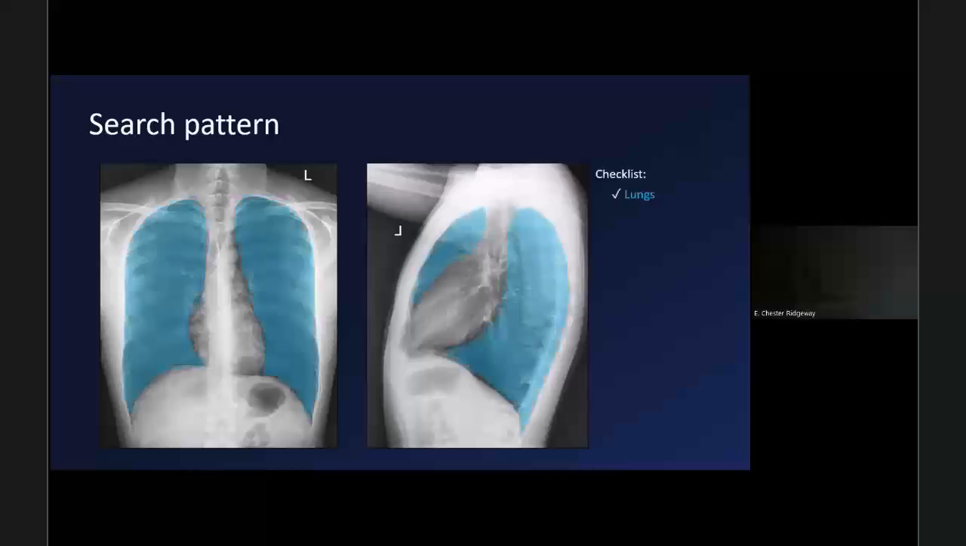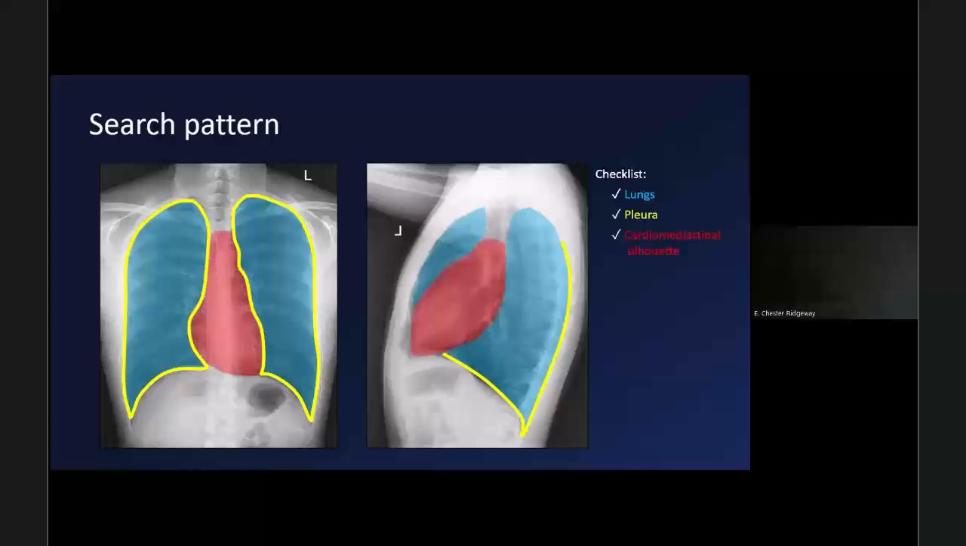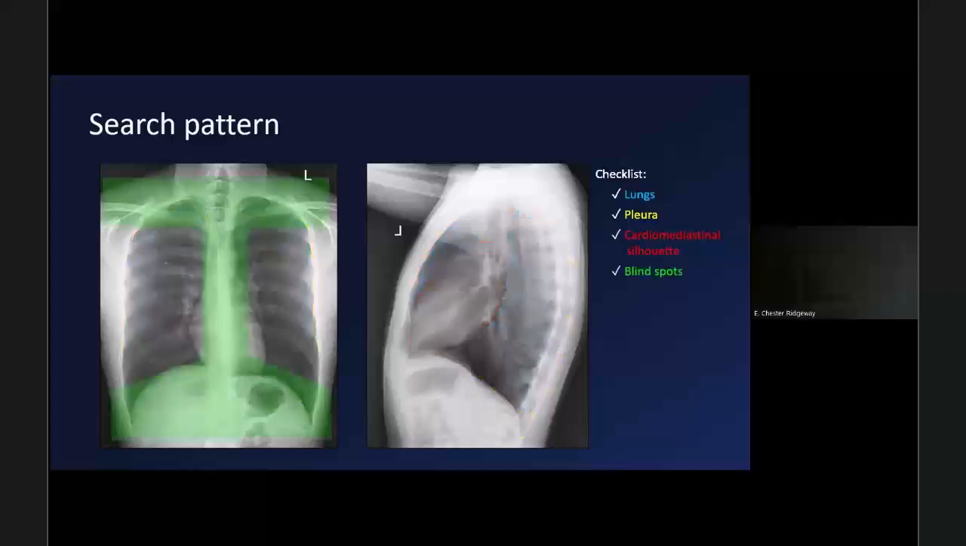First, I look at the lungs. Then I look at the pleural surfaces. In my mind, I separate the two because that is going to lead you down two different differential paths. They have different potential differential diagnoses. Finally, I look at the cardiomediastinal silhouette. And then, so we don't forget anything, we've got to check our blind spots.